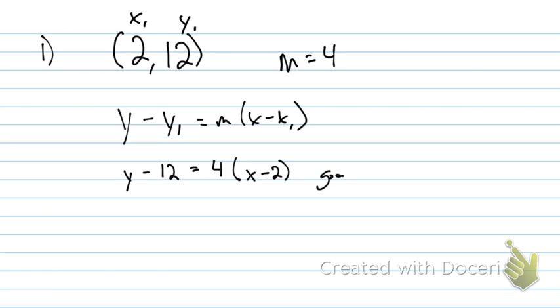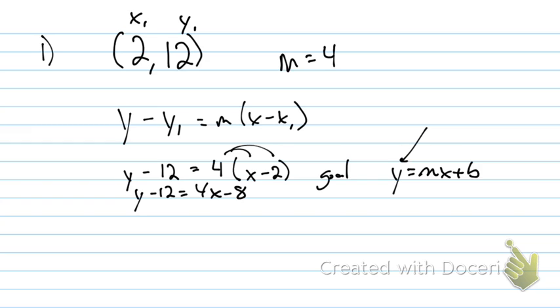So here's our goal: y equals mx plus b. What do we notice about the equation y equals mx plus b? What's isolated? y. y is isolated. So let's start doing that. I need to get rid of these parentheses first. All right, so I get y minus 12 equals 4x minus 8. Everybody good with that? And then I'm going to add 12 to both sides to get y alone. So I end up with y equals 4x plus 4.